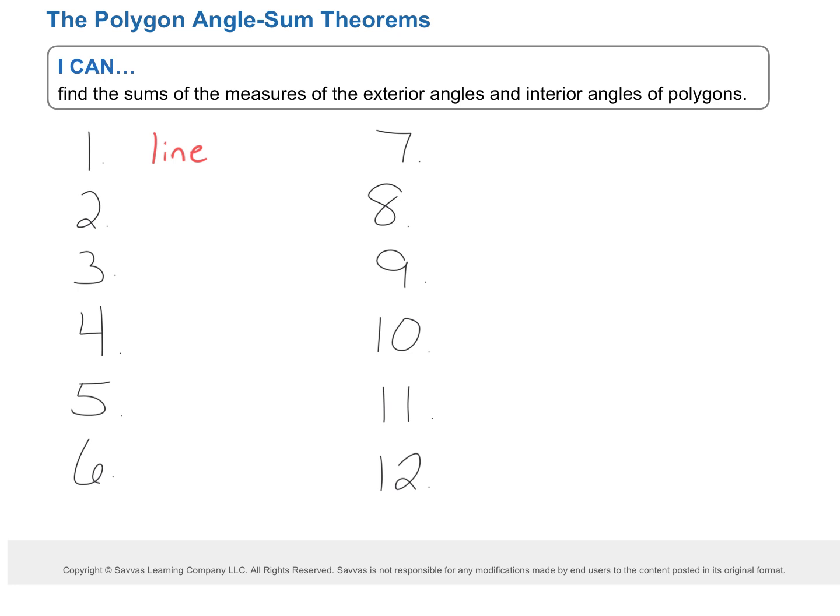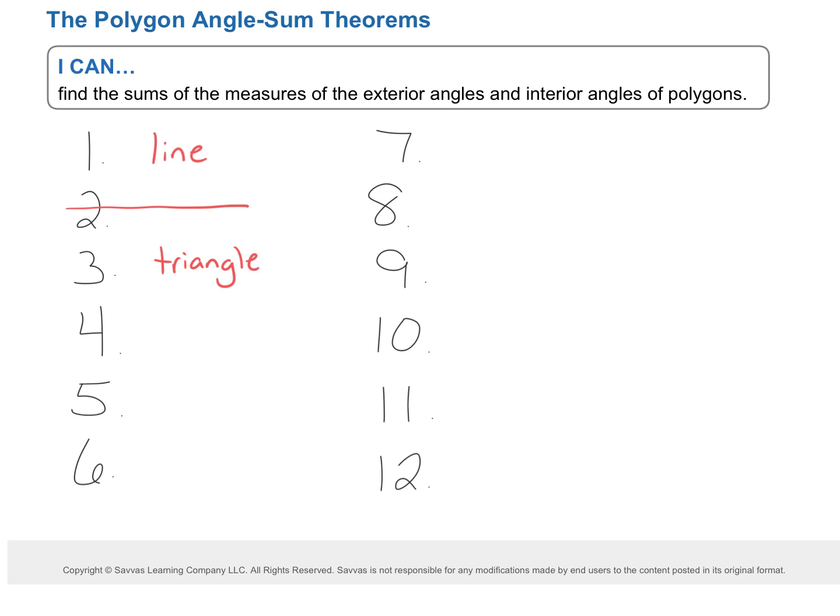Okay? What about 2? I heard an angle. There's really no shape for number 2. Okay? There's no specific shape for number 2. Okay, the rest of these, there are shapes. 3. Triangle, all of you should have that one.